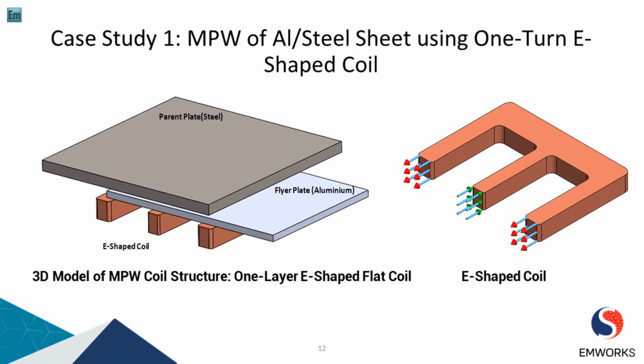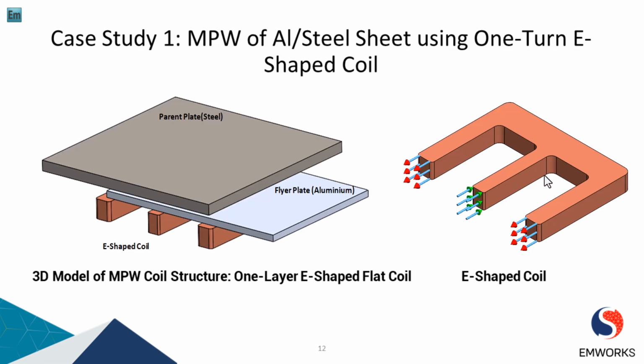Here we have case study 1, which is a magnetic pulse welding application for aluminum and steel sheet, and here we'll be using an E-shaped coil. We'll look at this application and understand how to join aluminum and steel sheet using a specifically designed one layer E-shaped flat coil. The E-shaped coil structure, which you can see on the right hand side of the screen, is crucial in shaping and directing the magnetic forces generated during the welding process.